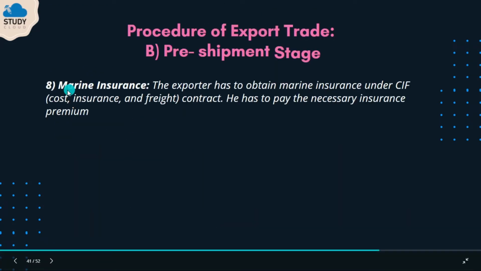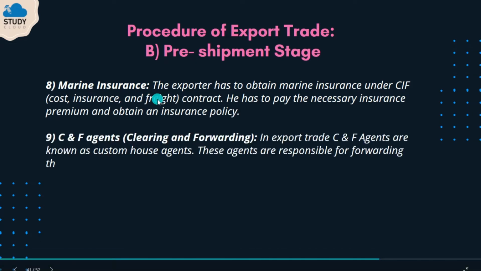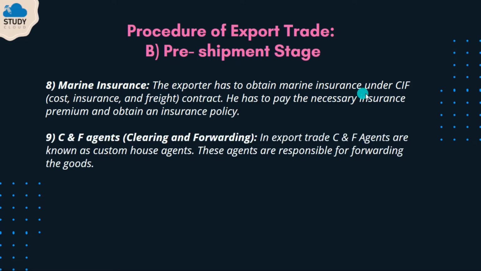Then next is marine insurance. The exporter has to obtain marine insurance under CIF, that is cost, insurance and freight contract. He has to pay the necessary insurance premium and obtain an insurance policy. So the insurance policy will play a major role in the safety of the goods which a person will sell to different countries. So here they require proper marine insurance also.